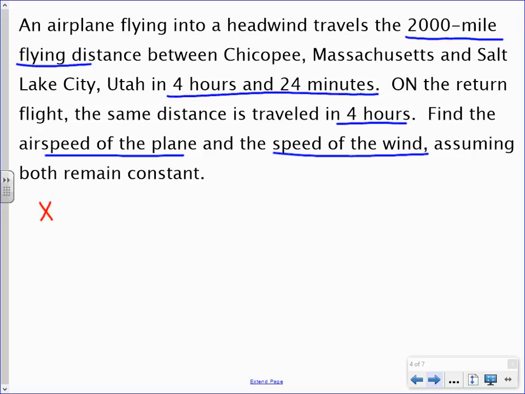So we all like X and Y. We're very comfortable with those variables. Don't feel like you have to use X and Y. You can use A, you can use any letter of the alphabet that you want to. But we're looking for two things. We are looking for the speed of the plane, and we are looking for the speed of the wind.